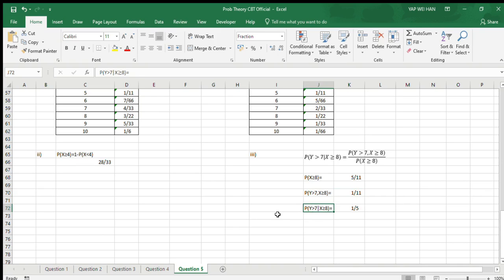So let's find the final answer. The probability of Y larger than 7, given that X larger or equal to 8. We just use our joint divided by our marginal. So we'll get 1 over 5.